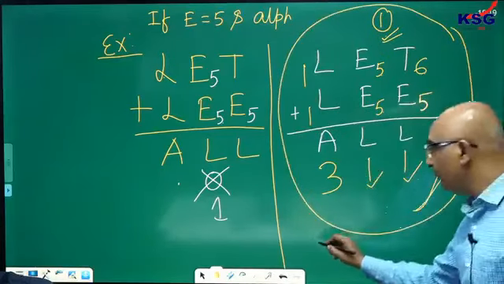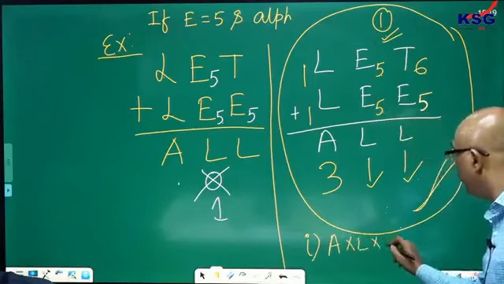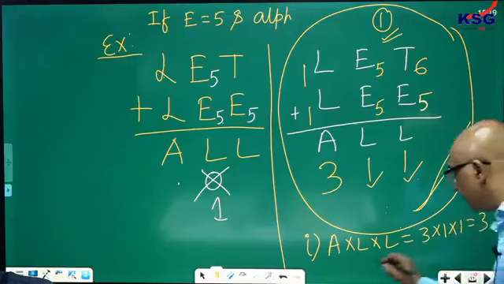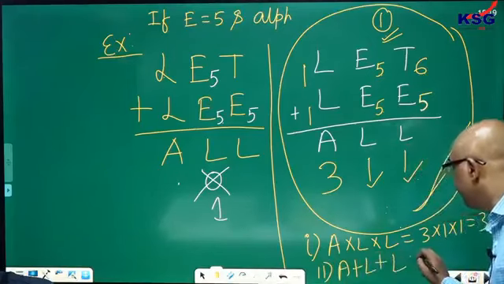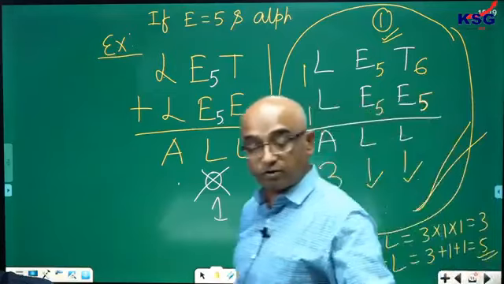So therefore, if the question is to find the value of A into L into L, then the answer is 3 into 1 into 1. And for the second question, A plus L plus L, 3 plus 1 plus 1, the answer is 5. First copy this.